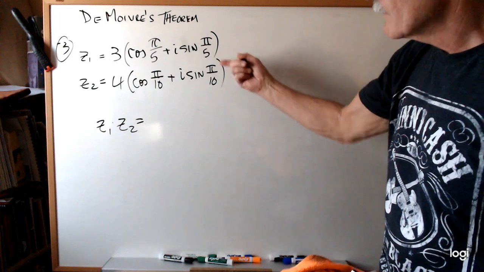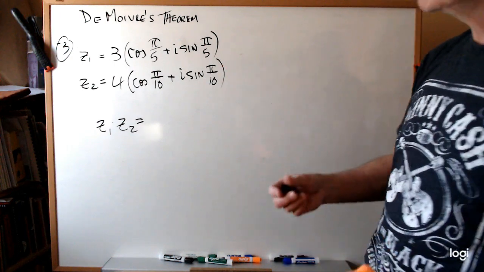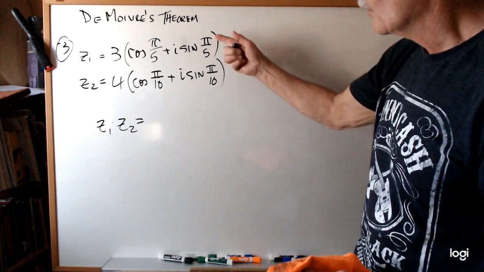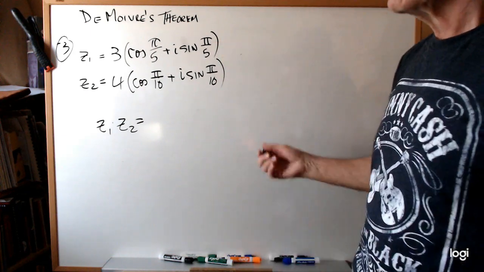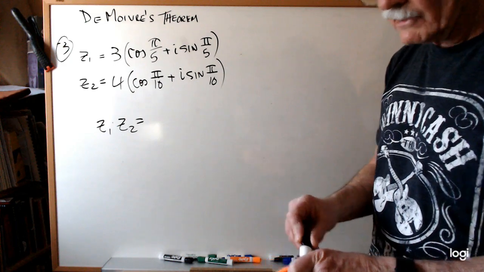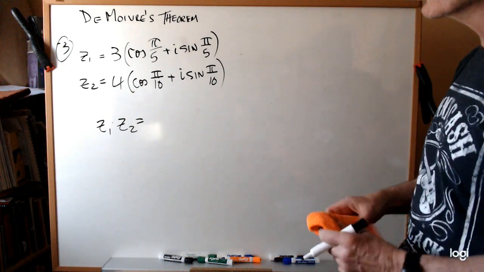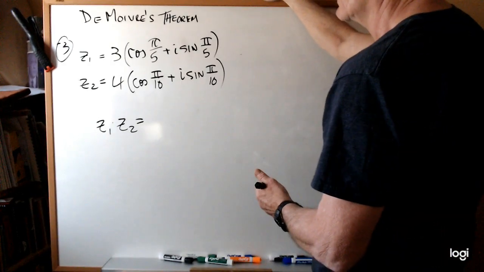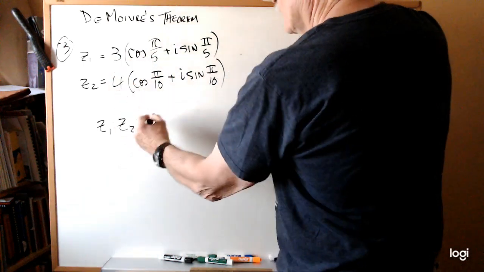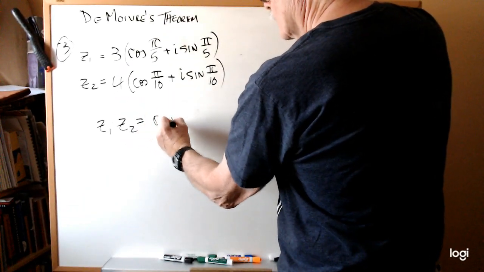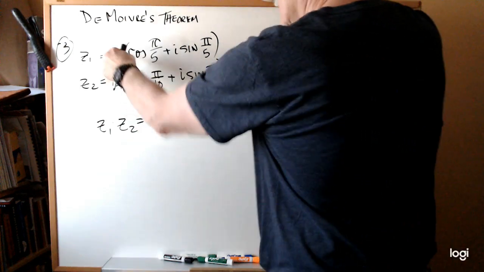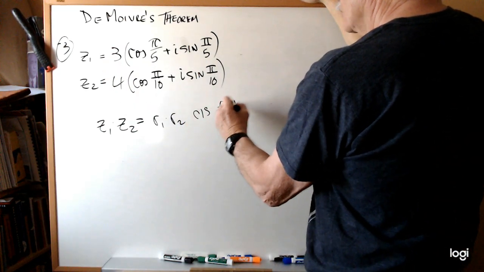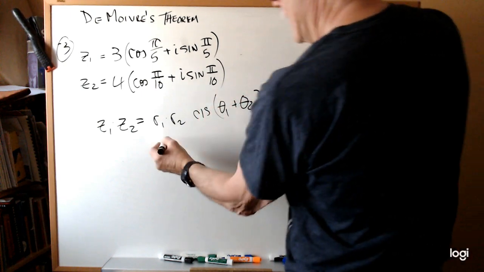Now, pi over 5 and pi over 10 are not convenient. This would be 18 degrees, and this is 36 degrees, right? 180 over 5 is 36. Not convenient. But that doesn't mean that we can't get some sort of an answer, and we can always put it in our calculator later. Okay, so let's suppose we're doing a multiplication here. 3 times 4, well, let's just go over the rule again. You multiply the moduli, and in cis form, you add the arguments or the angles.